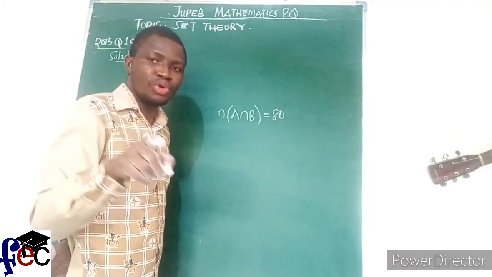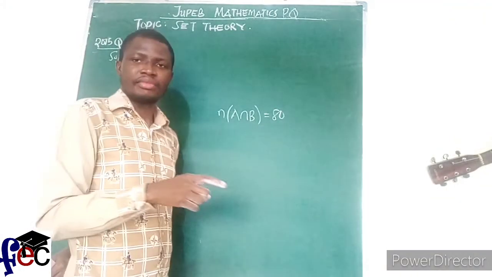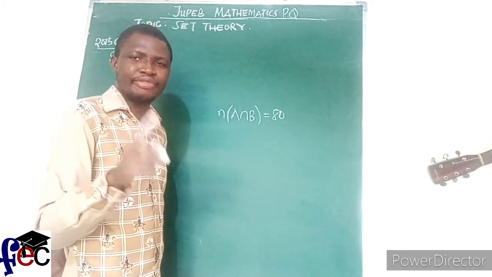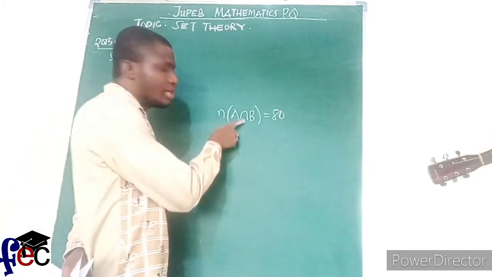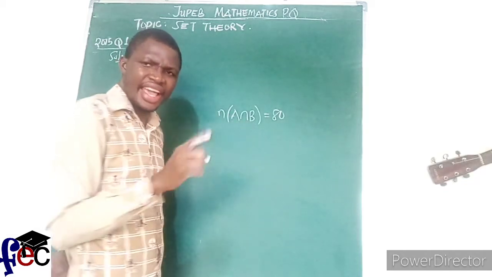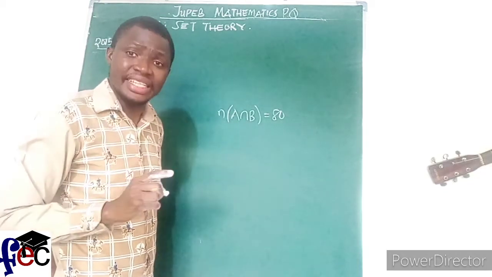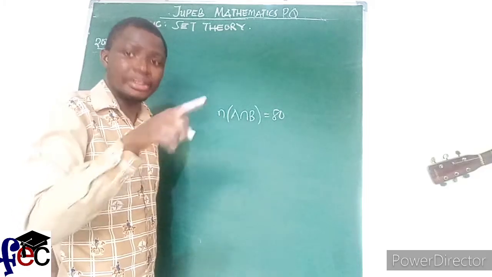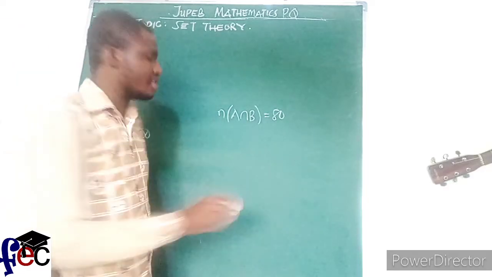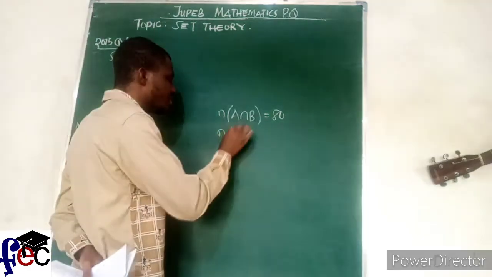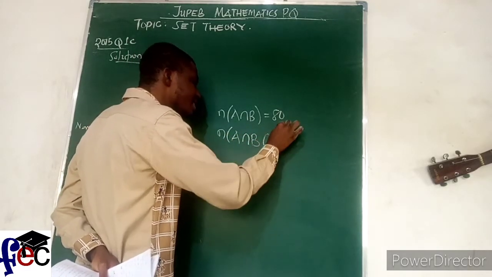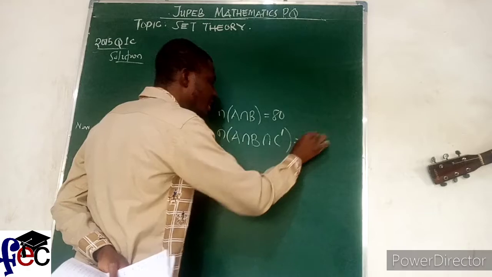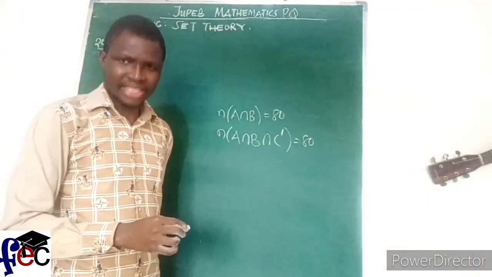Look at it. That means the cardinality of A intersection B is 80. If we have been told that 80 voted for A and B only, it will not be this way. A and B only means A and B but not C. So that's going to be the cardinality of A intersection B intersection C complement is going to be 80. Are you getting it?